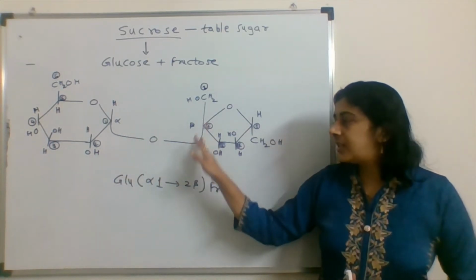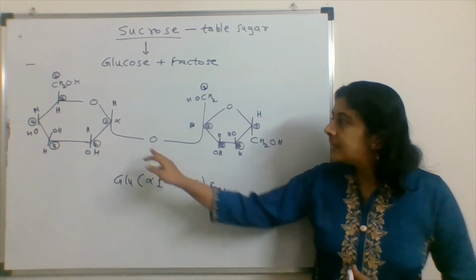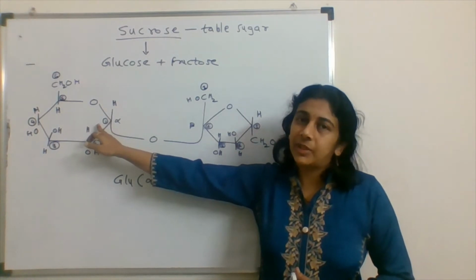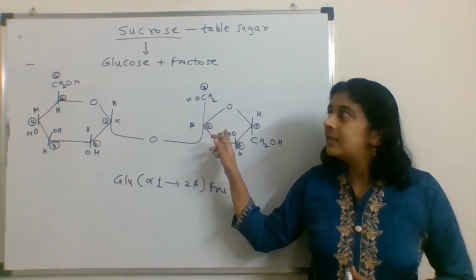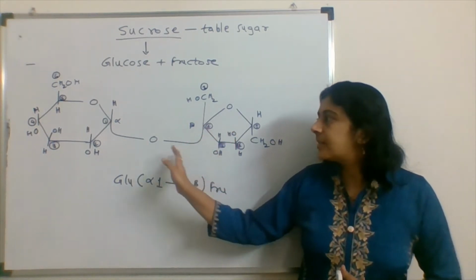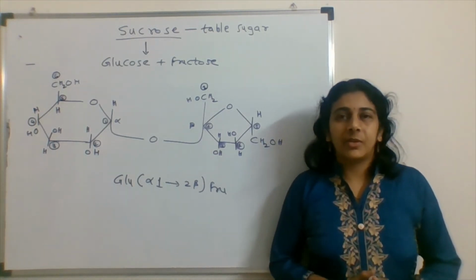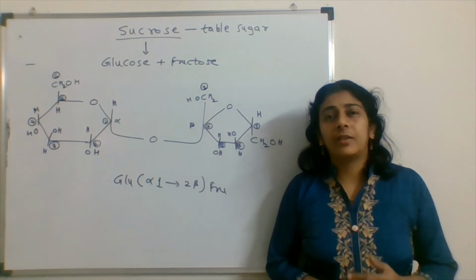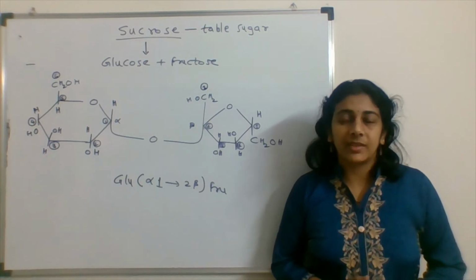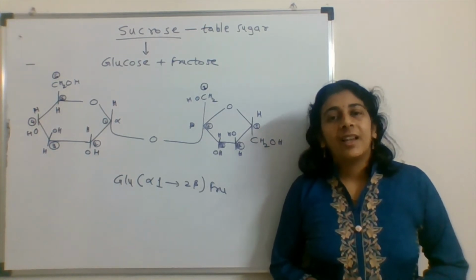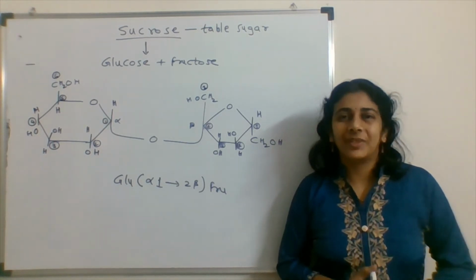These are joined with each other with an alpha 1, beta 2 bond. So the first carbon of the glucose is combined with the second carbon present in fructose. So this forms the structure of sucrose. This is a non-reducing sugar. This is the sugar which is formed in the leaves. This is an intermediate product in photosynthesis formed in the leaves, and then it is transported from the leaves to other parts of the plants.